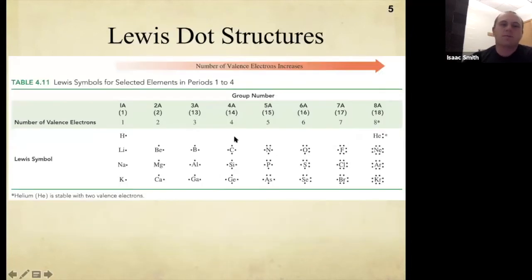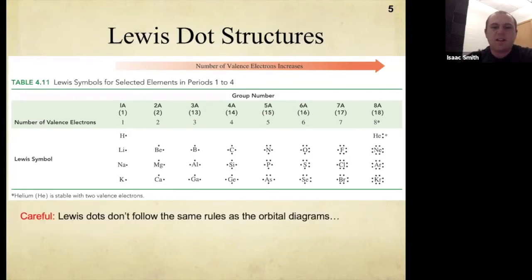Okay, moving forward. Lewis dot structures. We're going to talk about these more when we talk about covalent compounds, and how to draw those Lewis dot structures for the compounds. But just as an introduction here, you'll see these Lewis dot structures sometimes, and just remember that they don't follow the same rules as orbital diagrams.